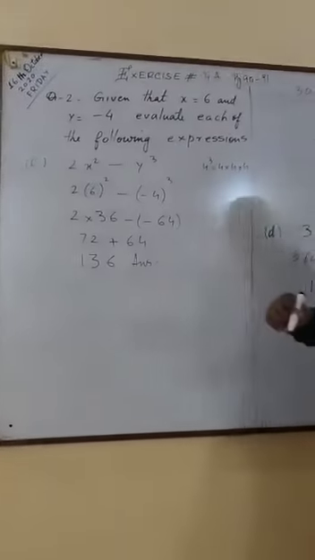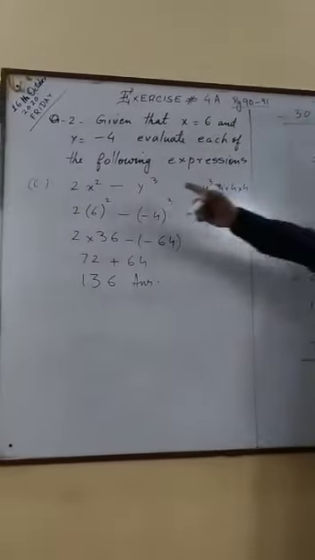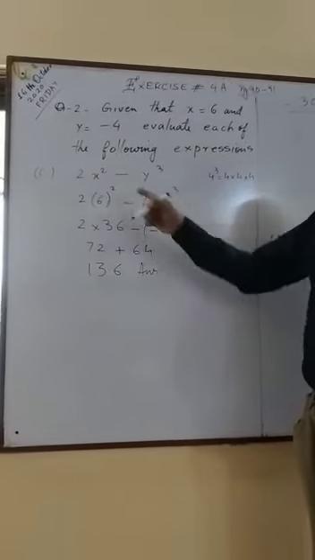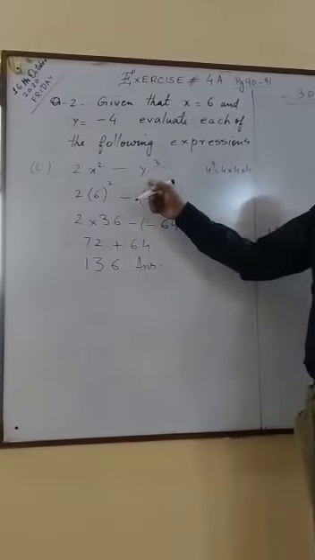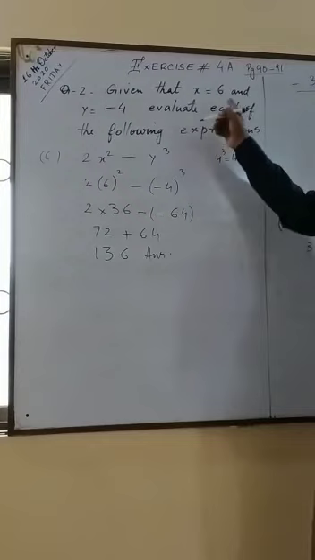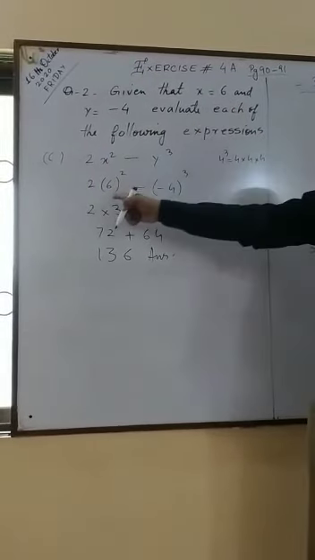Now I am explaining this question again. 2x square minus y cube. We have to find its value. Okay. So at the place of x we will write 6.